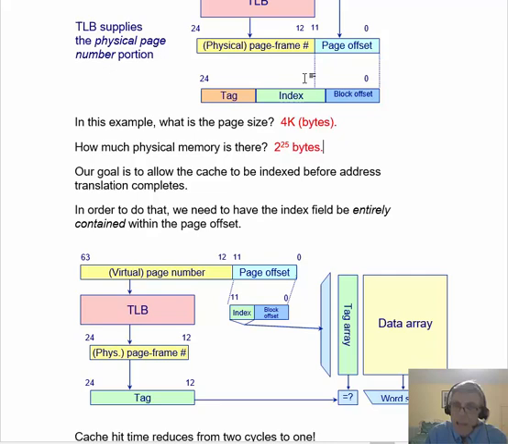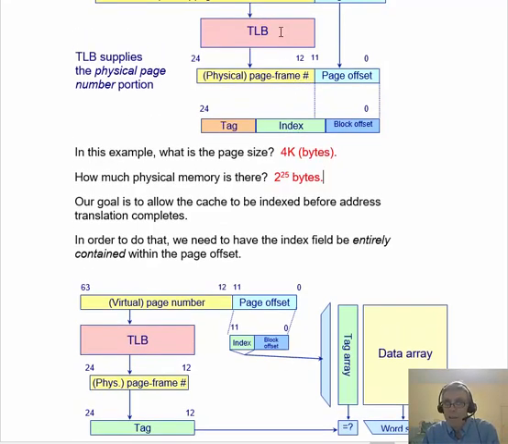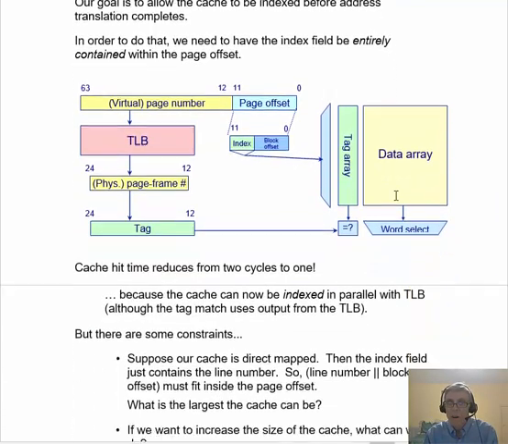Let me show you why. Because what comes down from the TLB is the physical page frame number. If that overlaps the index, we don't know what the index is until address translation completes. And if we want to start cache lookup, we have to know the index before we even engage in address translation.